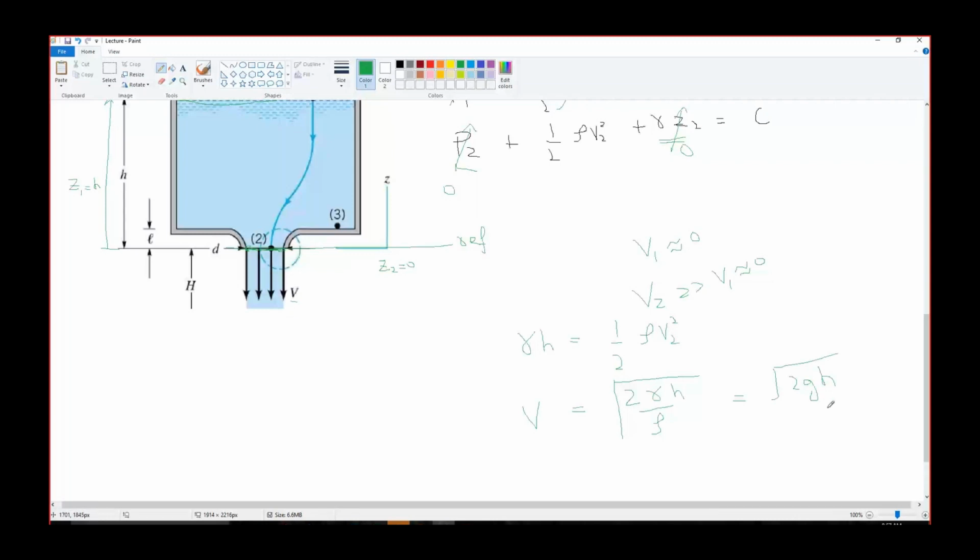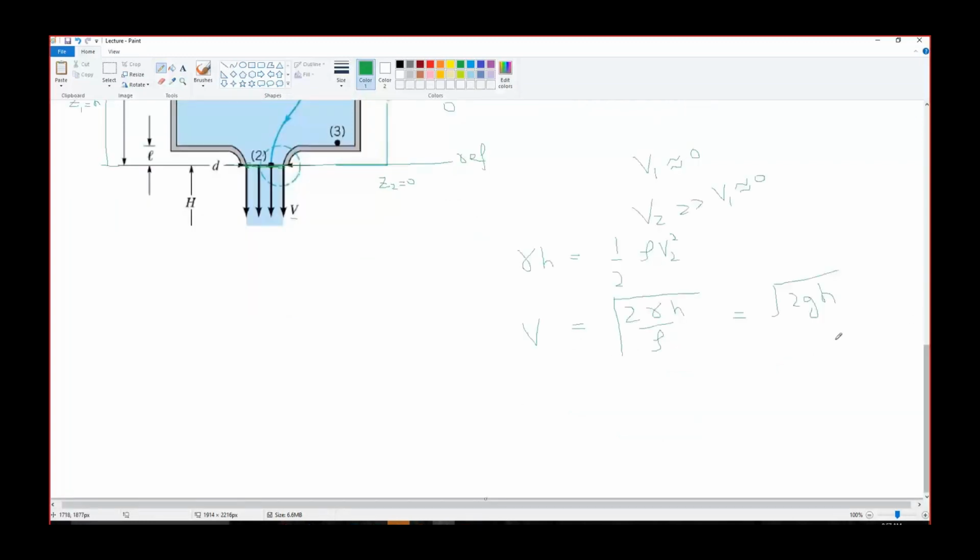Yes, sir. So in free jets, the velocity is equal to the free fall velocity, which is under root 2gh, where h is the elevation from which the flow is taking place. Clear? Yes, sir. The other situation for the free jet can be the horizontal flow. This was the vertical direction. You can also do this in the horizontal direction, like this.